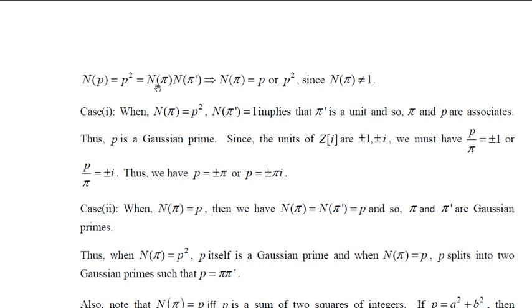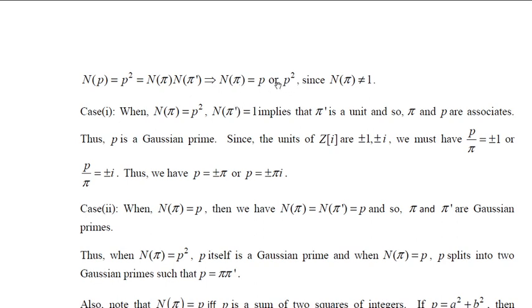Then N(π) must be equal to p or p². It cannot be equal to plus or minus 1. In fact, it cannot be 1 because N(π) is always greater than 0 whenever π is non-zero. Why can it not be equal to 1? What happens if this is equal to 1? If this is equal to 1, then π becomes a unit element, which is not true because π is a Gaussian prime. It is a non-unit. Hence, N(π) must be equal to p or p².